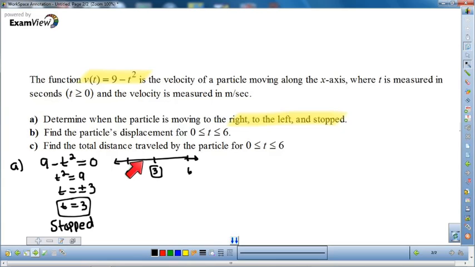So I'm going to check 2. If I substitute 2 into my velocity, I get 9 minus 4, which is a positive number. If I substitute 4, I get 9 minus 16, which is a negative number. So my particle is moving to the right from 0 to 3, and then moving to the left from 3 to 6.